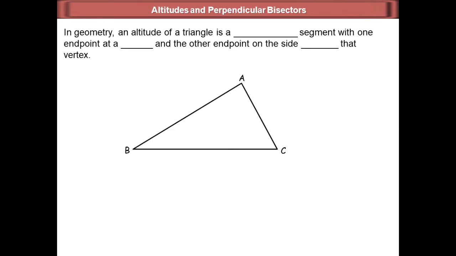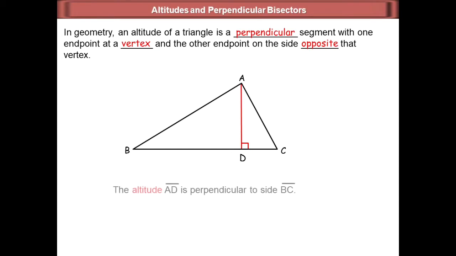In geometry, an altitude of a triangle is a perpendicular segment with one endpoint at a vertex and the other endpoint on the side opposite that vertex. The altitude AD is perpendicular to side BC, and I know that it is perpendicular because I see the right angle mark. Please note that the altitude is not bisecting segment BC, it is just creating a 90-degree angle.